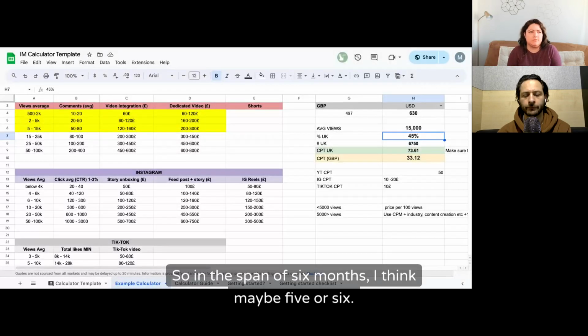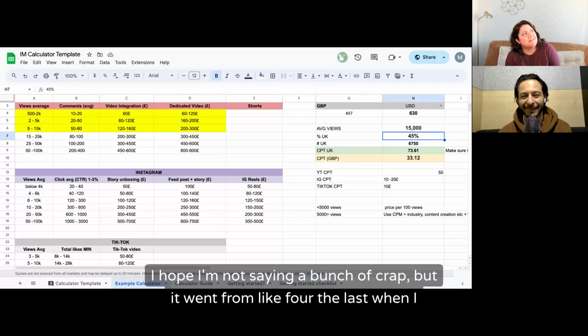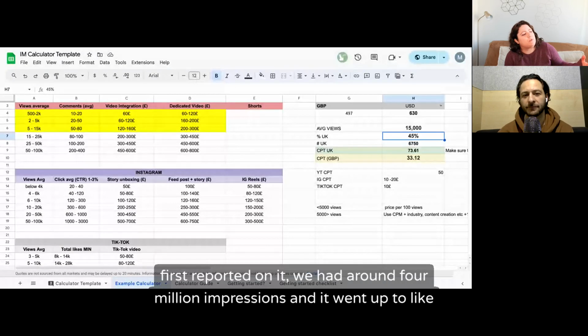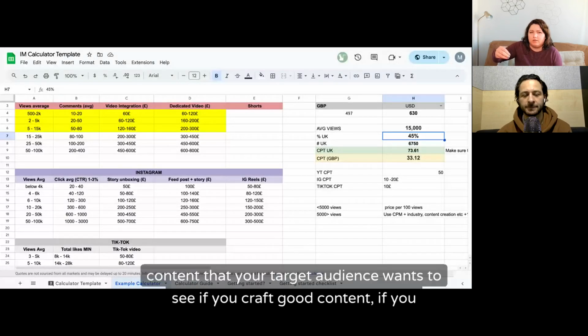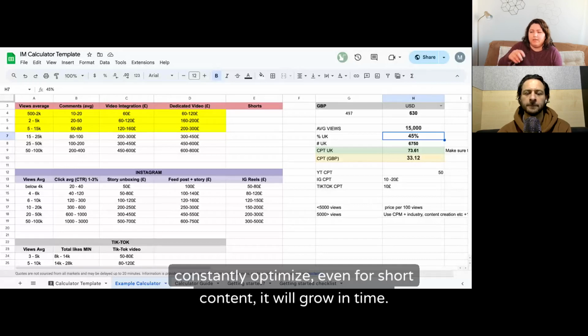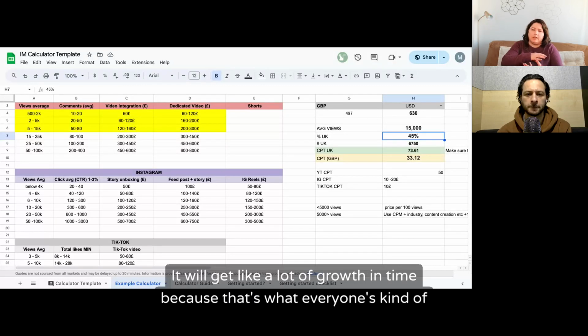So in the span of 6 months, I think, maybe 5 or 6, I hope I'm not saying a bunch of crap, when I first reported, we had around 4 million impressions, and it went up to like 9. So if you craft content that your target audience wants to see, if you craft good content, if you constantly optimize, even for short content, it will grow in time. It will get a lot of growth in time, because that's what everyone's kind of focusing on.